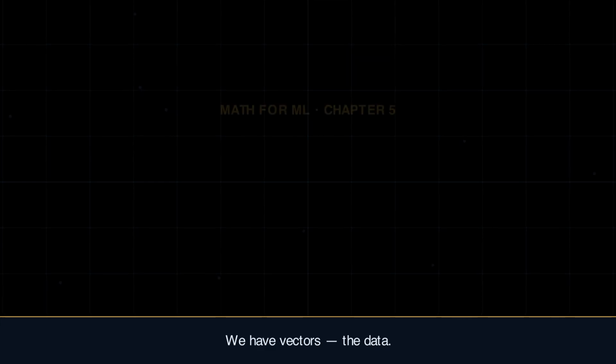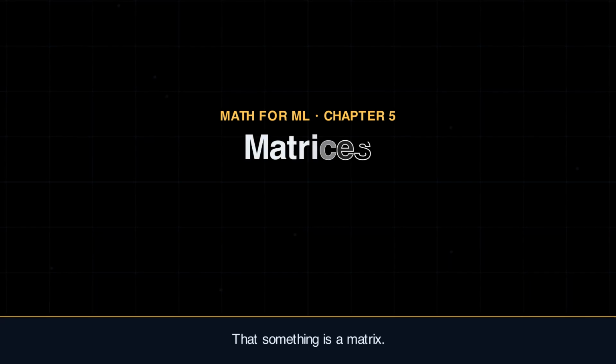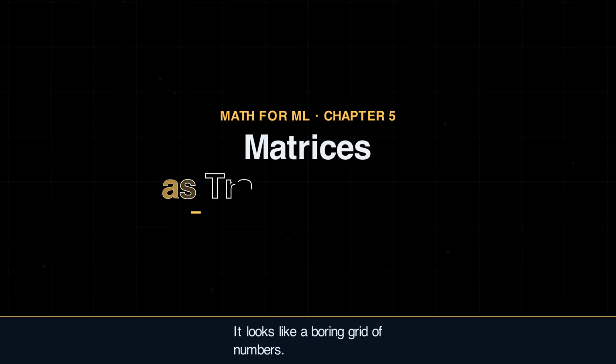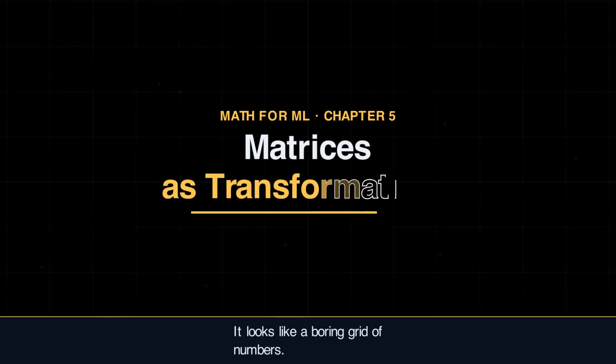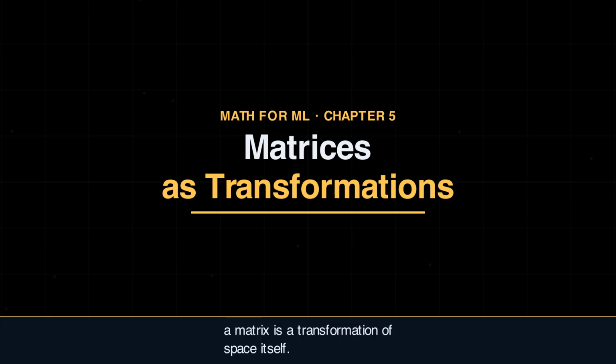We have vectors, the data, now we need something that acts on them. That something is a matrix. It looks like a boring grid of numbers, but its true meaning is dynamic and beautiful. A matrix is a transformation of space itself.